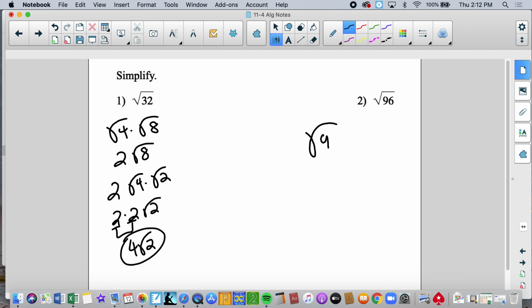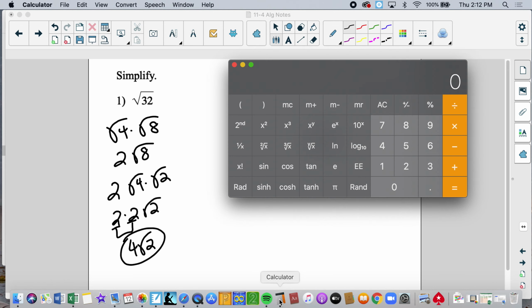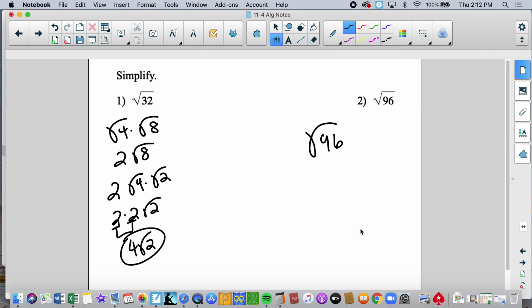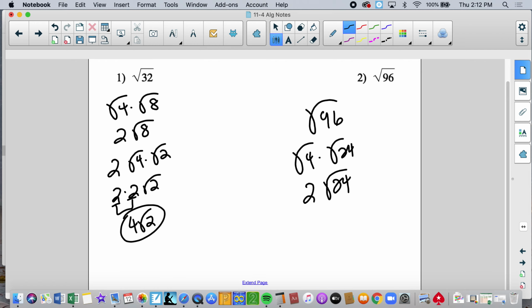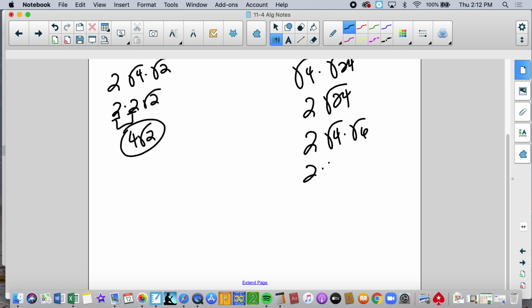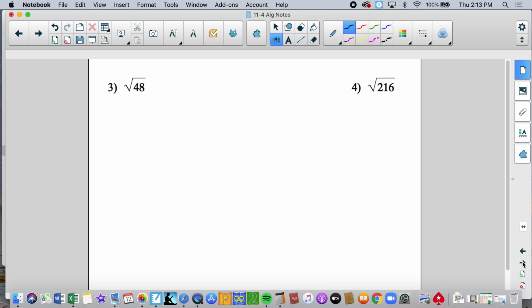96. Square root of 96. I'm going to start with 4. Does 4 go into 96? 96 divided by 4 is 24. So rad 4, rad 24. That becomes 2 rad 24. Does 4 go into 24? Yes, it does. Rad 4, rad 6. 2 times 2 rad 6 gives us 4 rad 6. Does 4 go into 6? No. What's my next perfect square after 4? 9. Well, 9 is bigger than 6, so we don't do it. So this is simplified. Rad 6 is simplified.